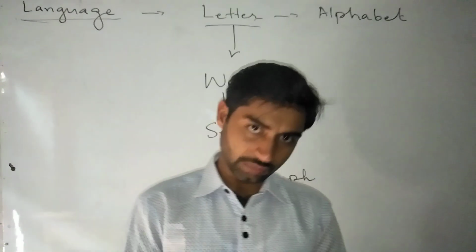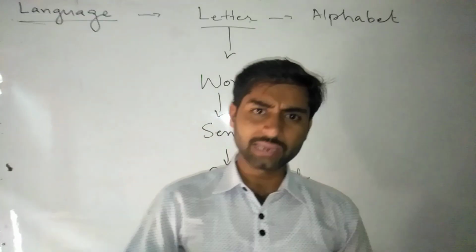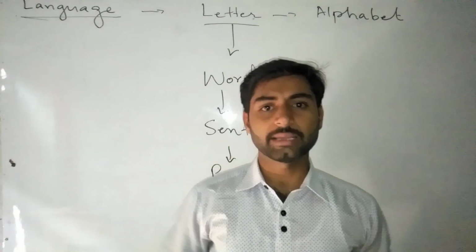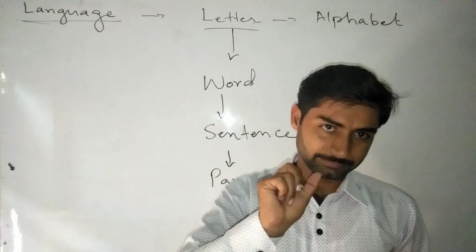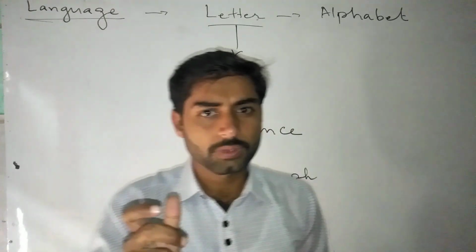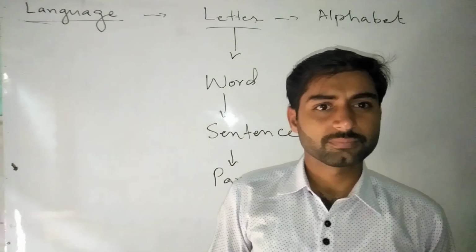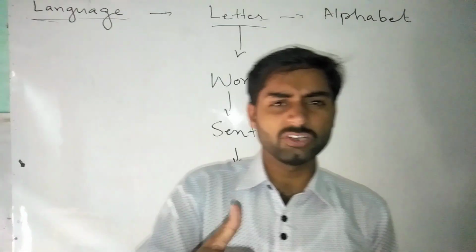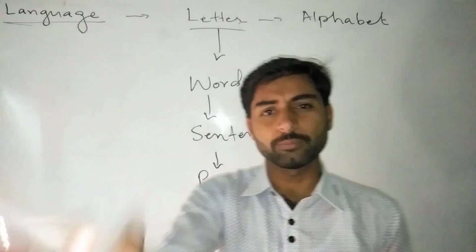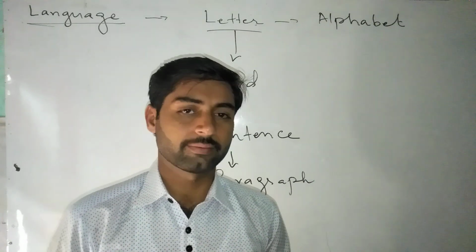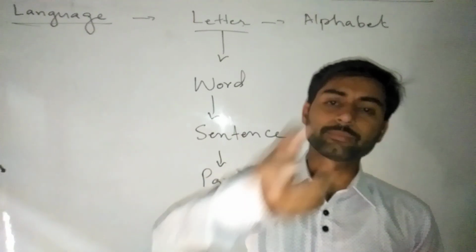For example, I am speaking with you and I use a language. In each language there are different signs, different symbols. For example, letter. What is a letter? A letter is a symbol of an alphabet. Every symbol of any alphabet is said to be a letter. A letter is any symbol of an alphabet.